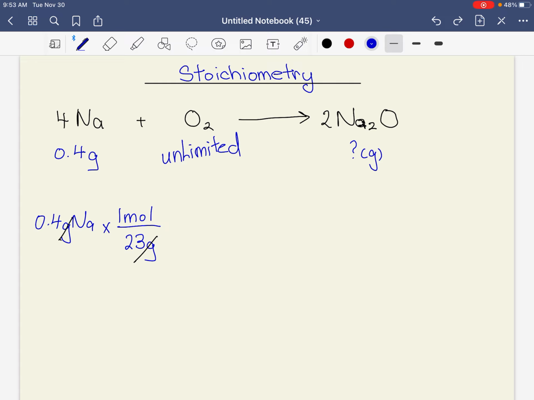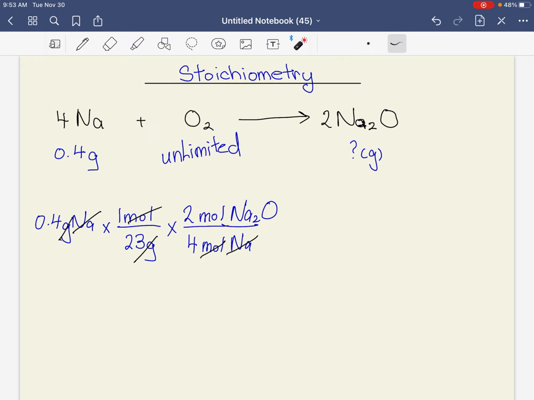So let's do the second part, which is the mole ratio part. For every 4 moles of sodium, you will produce 2 moles of sodium oxide. So moles and moles will cancel, sodium and sodium will cancel, and what you have here is moles of sodium oxide. I don't want moles of sodium oxide. Moles of sodium oxide doesn't say much to me. I want grams of sodium oxide.